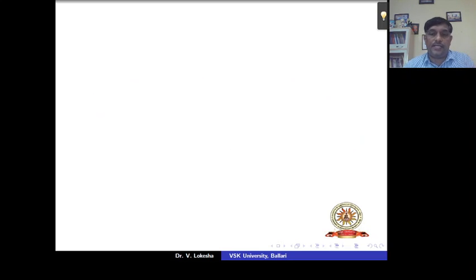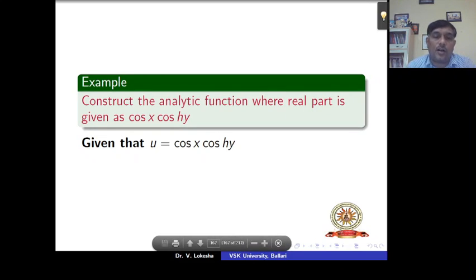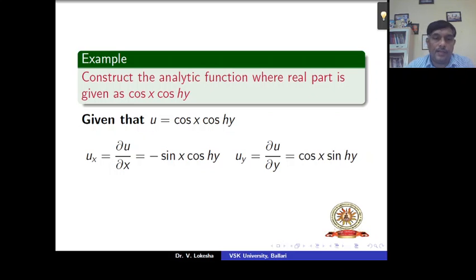Now we will discuss constructing an analytic function where the real part is given. These are the problems we discussed in the last class, given in the example. We will discuss some of them again because some of the students asked about this. That's why I am discussing this one. u = cos x cosh y. Again, partially differentiating with respect to x and y.